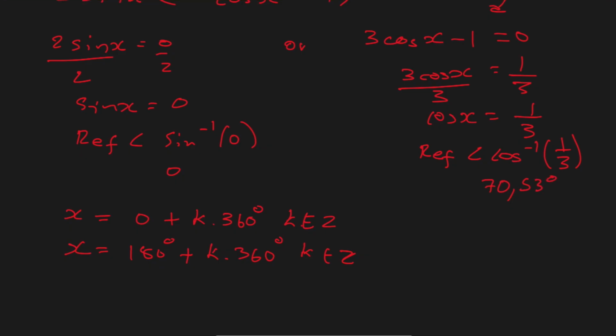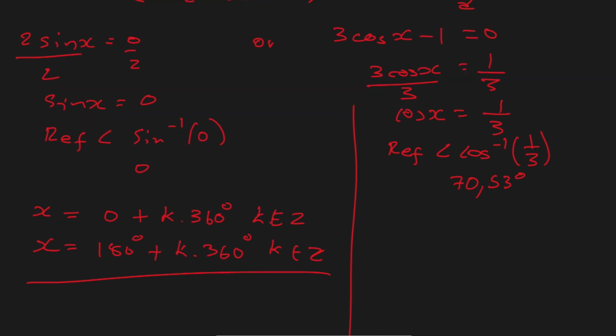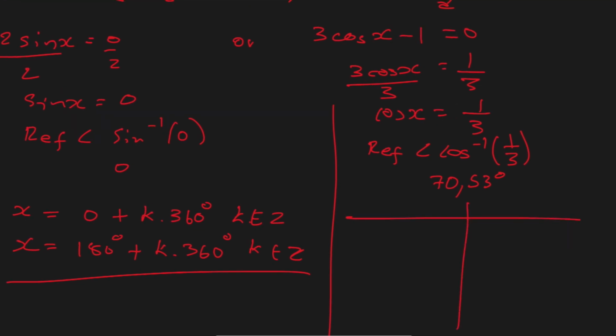So if we have this as our reference angle, remember this is one of our solutions, then we're going to move on to other solutions. Because now we have this reference angle, we're going to look at where cos is positive. Cos is positive on the first quadrant and on the fourth quadrant. On the first quadrant, we are just saving theta. So x is equal to 70.53 degrees, and then we say k times 360, and k is an element of integers.